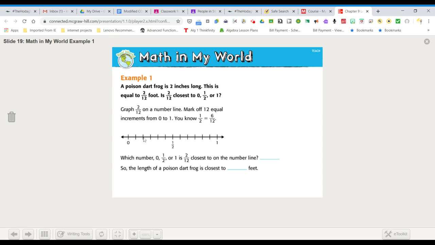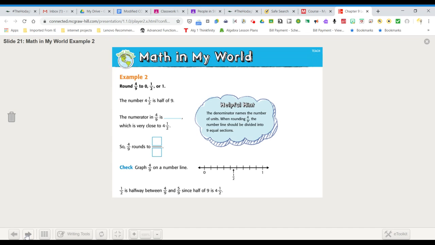Well, as you look right here, you can see that 2/12 is actually closer to 0 than it would be to 1/2. So the length of your poison dart frog is closest to 0 feet. Now we know that obviously a frog exists and it's not 0 feet long, but that's not what we're worried about. We're worried about, is it closer to 0 or 1/2 when we're actually doing some measuring.